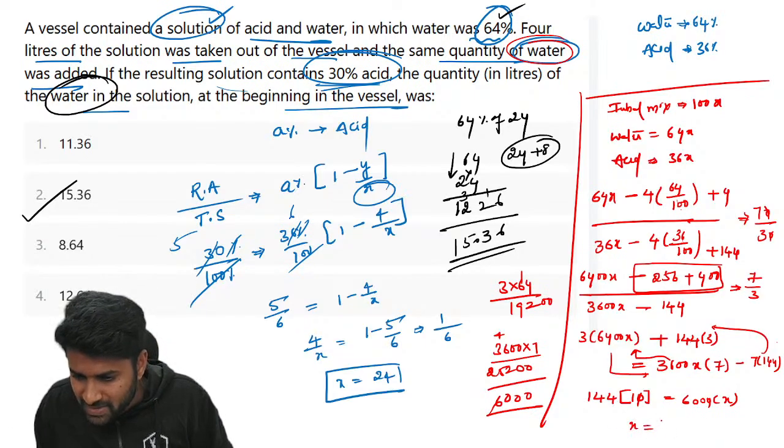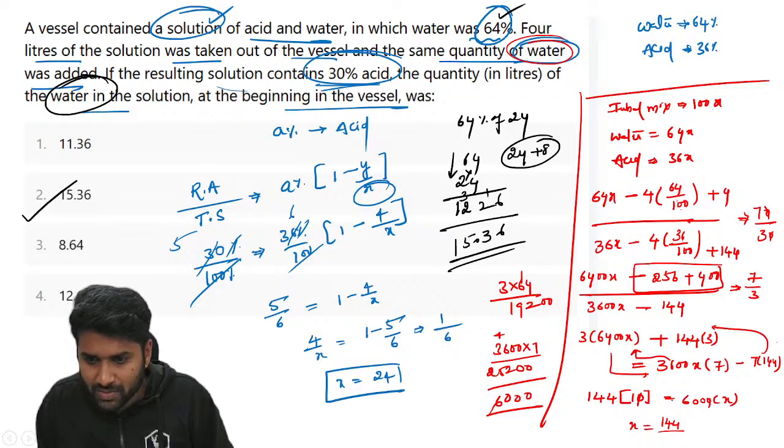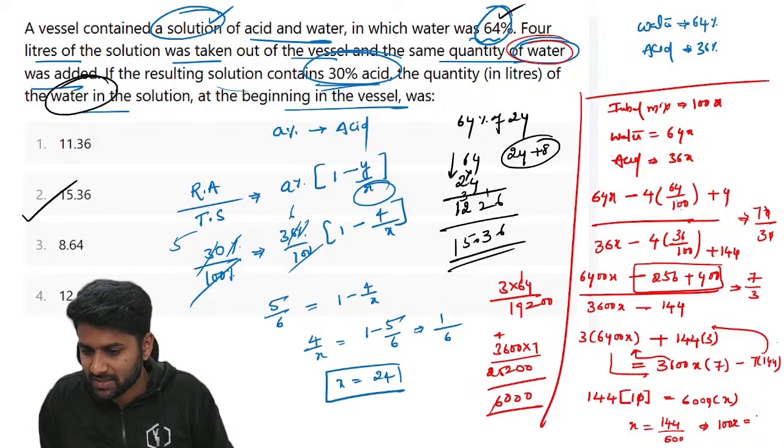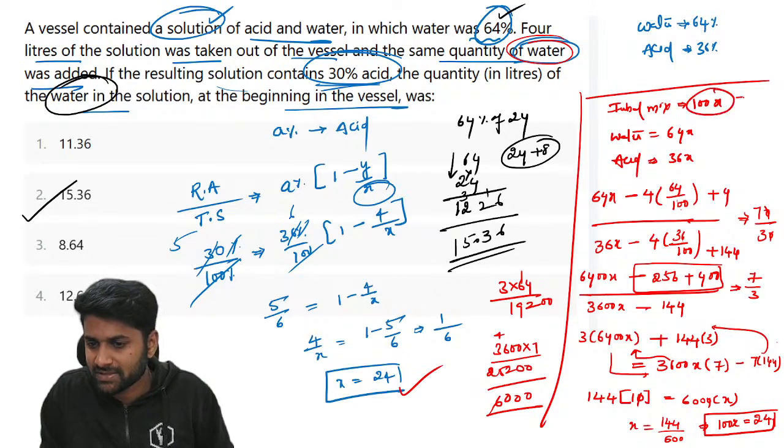Then the x value is equal to 144. We're done with all the calculations. How much will you get? So divided by 600. Clear? If you go through the further simplification, 100x. So we are taking 100 to the other side. 144 divided by 6 is equal to 24. So 100x is equal to 24.